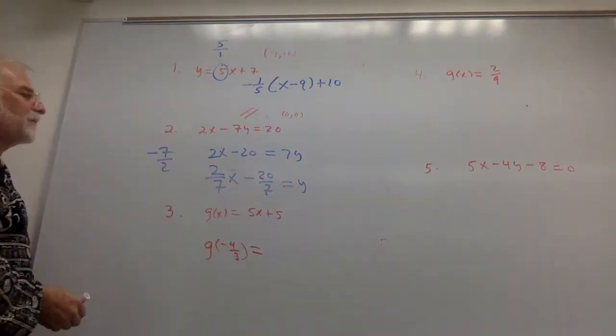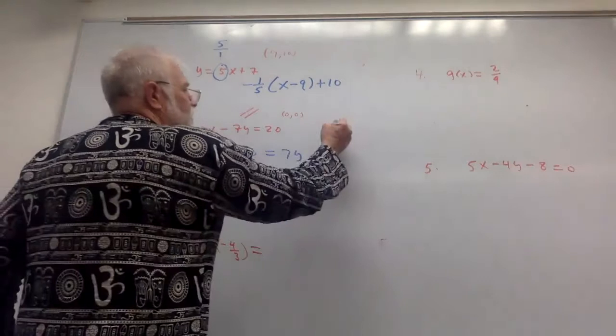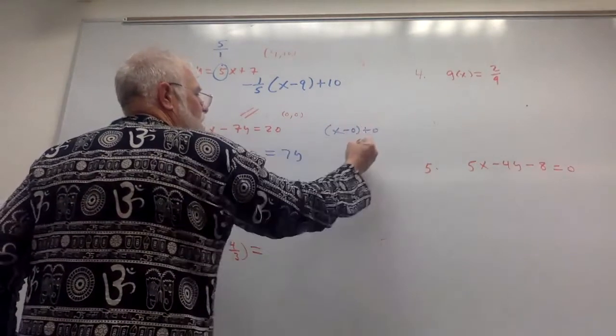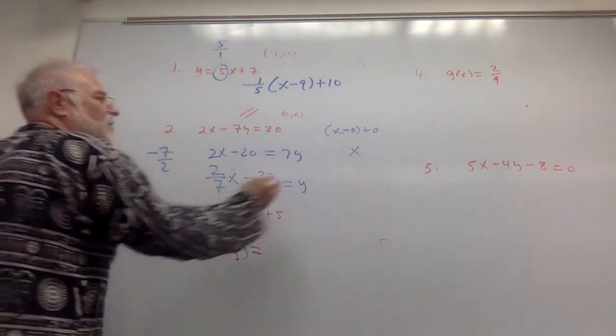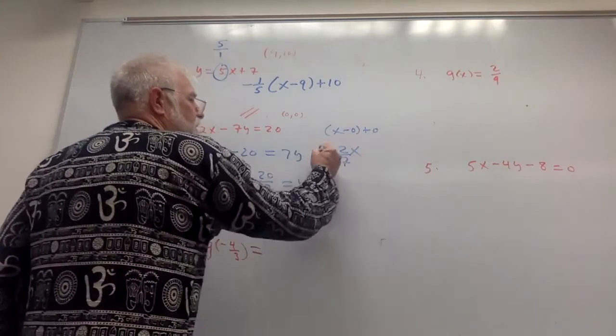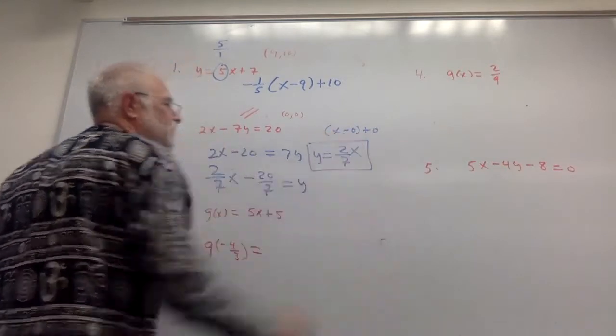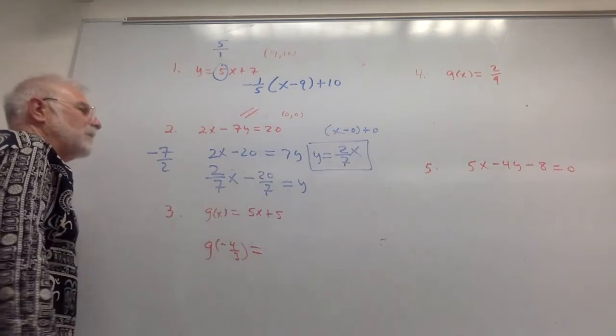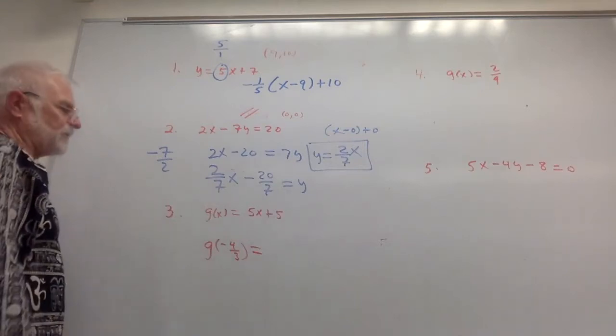So perpendicular through 0, 0. Not that I need to write x minus 0 plus 0, so I won't. I'll just put x there, and I'll multiply it by 2/7. So y equals 2/7 x. Yep. Goes through 0, 0. Got a rise of 2 and a run of 7.